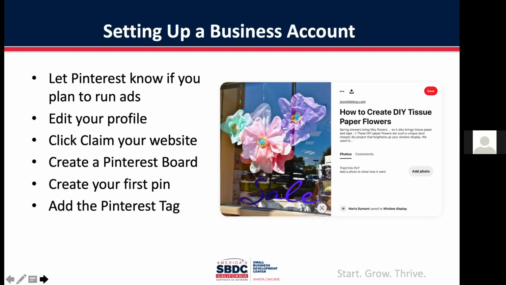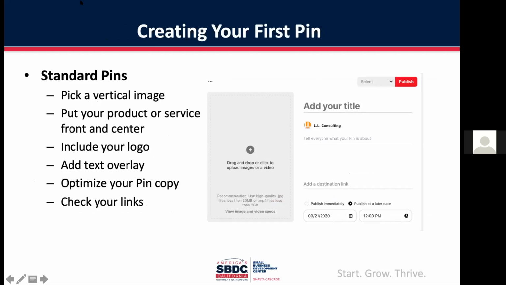Okay, so let's go over to my live. Standard pins: I'll tell you how to create your first pin, right? You always want to pick a vertical image. And down here, it gives you the recommendation of a high quality JPEG. What you want to remember about Pinterest: visual, visual, visual. It is a visual search. Much like Instagram, it's all about the image, whether it's a video, a post, or text with an image.